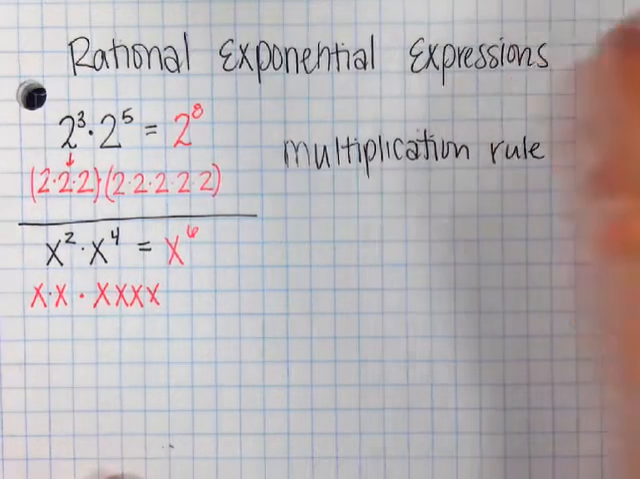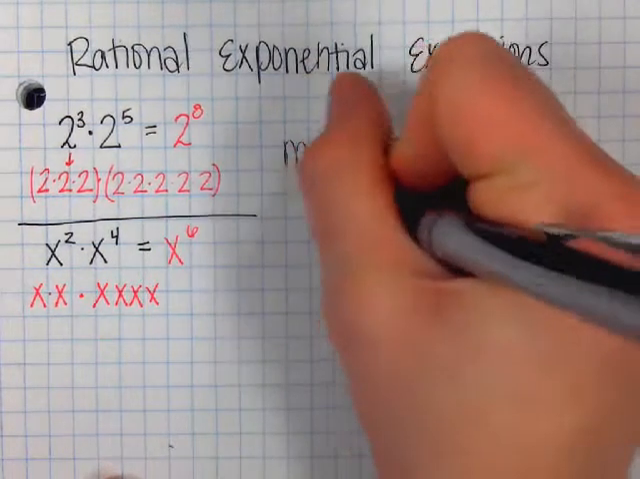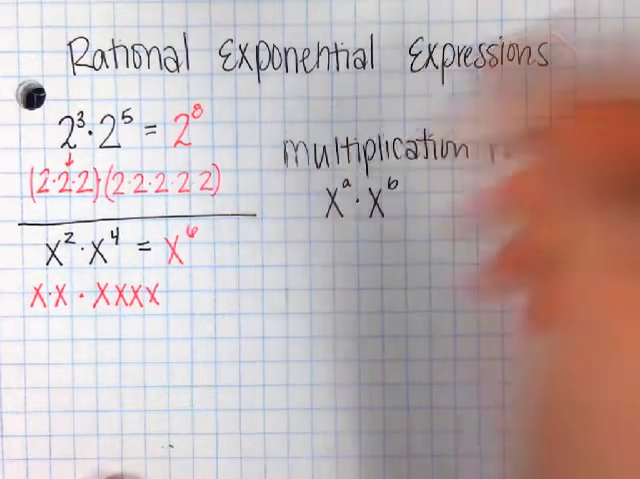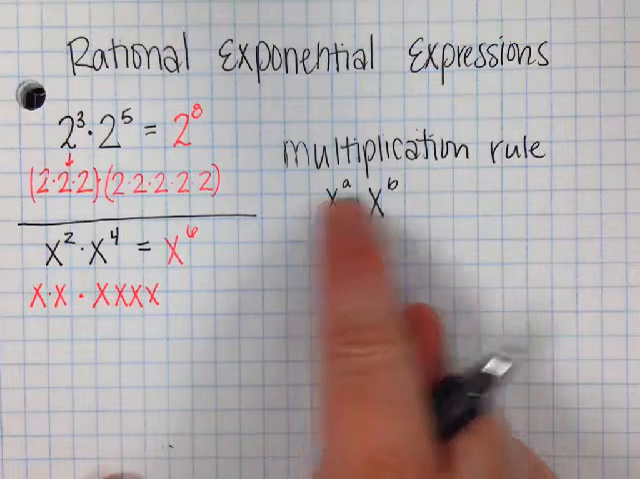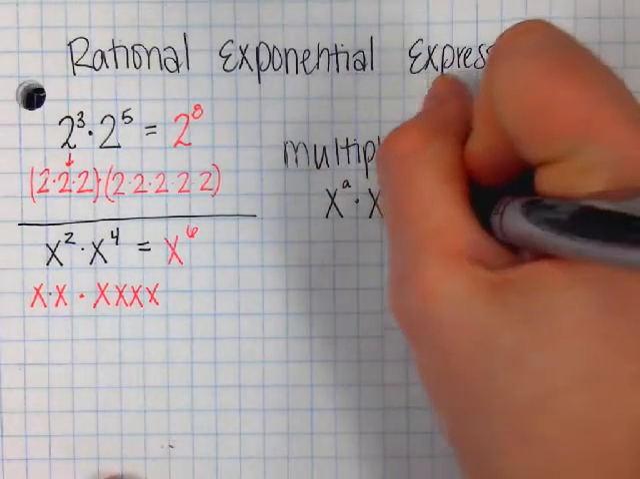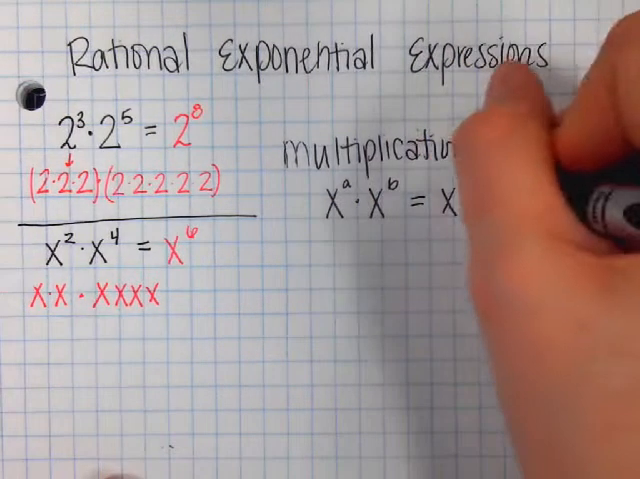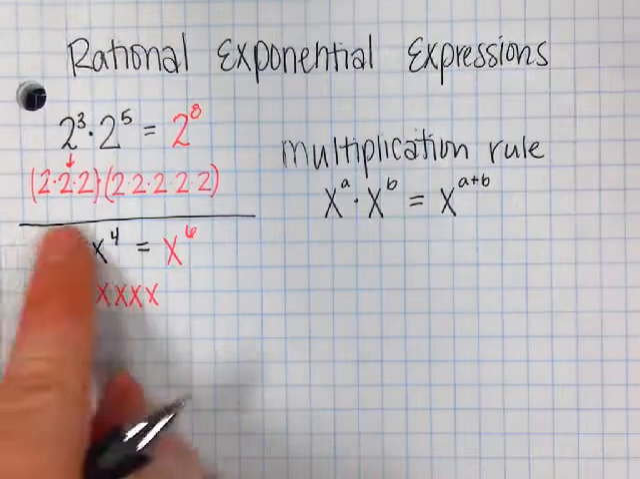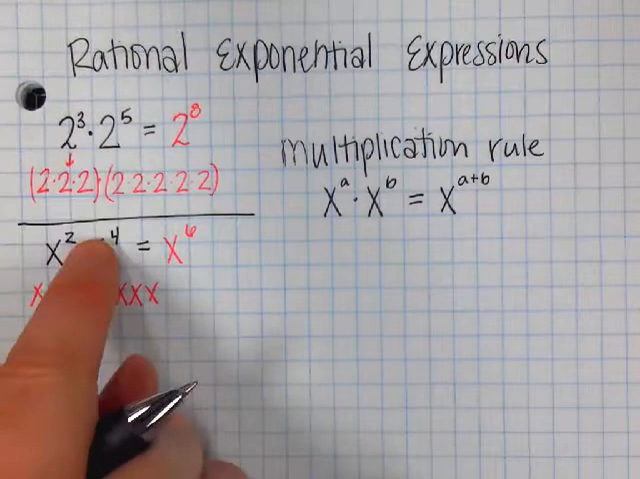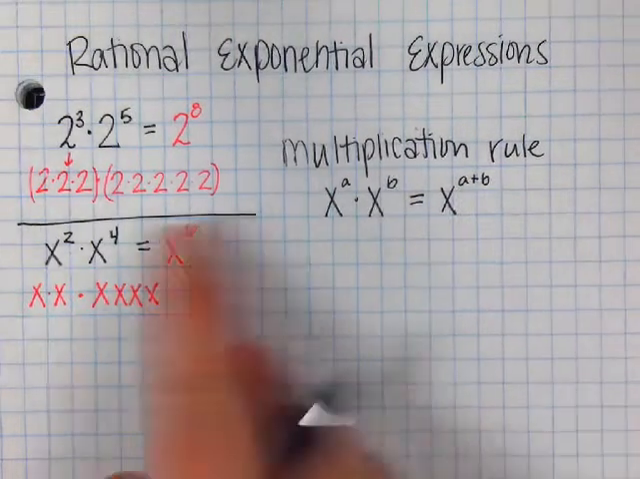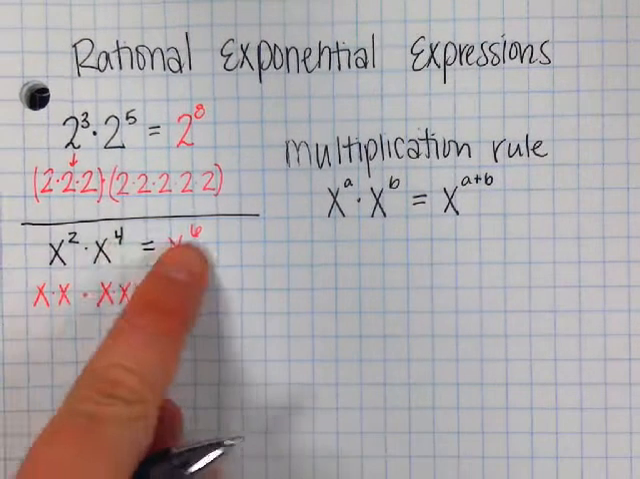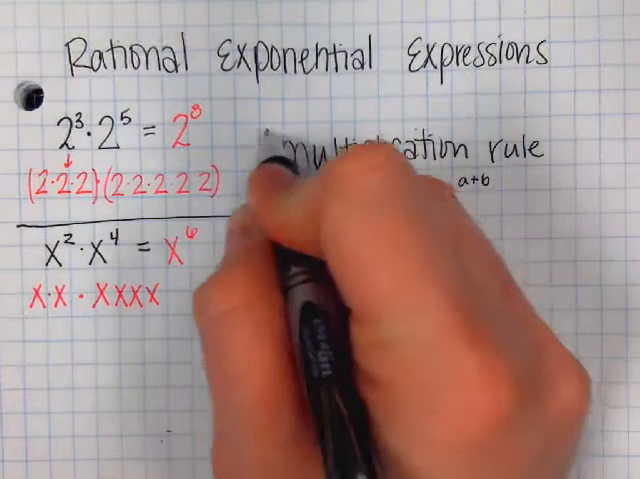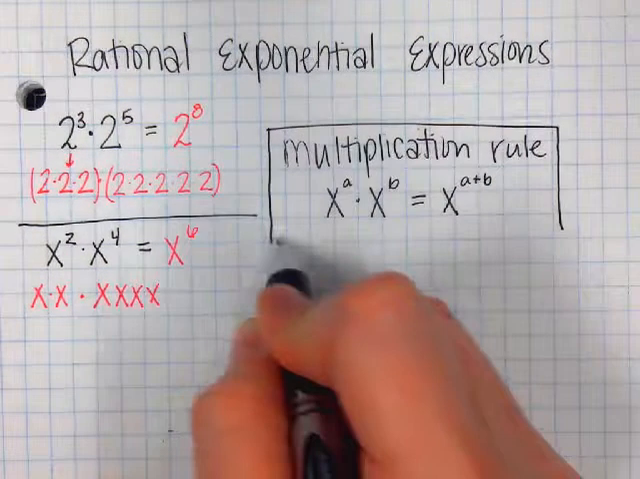So the multiplication rule. If you have x to the a times x to the b, the a and the b just mean any exponent. All you have to do in the end is take x and add a and b. So if everything is multiplying, notice it's multiplying between those two, you just add a plus b. Isn't that what we did? What's 2 plus 4? 6. 3 plus 5 is 8. If you have a highlighter, this would be a good thing to highlight right there.